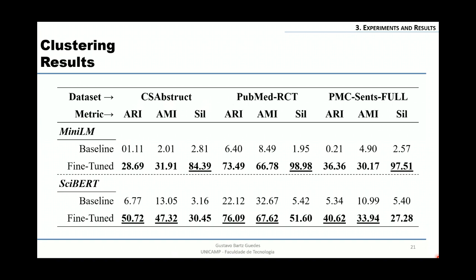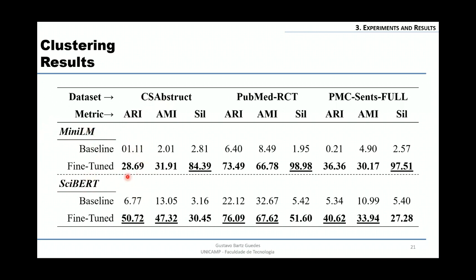So here are our results. Here we have the three data sets, and the three metrics that we used. Here are MiniLM and SciBERT, which are our language models. Here we have the baseline and the fine-tuned models. The bold values represent the highest value within each language model, and the bold and underlined the highest value in the data set and that metric, independently of the language model.